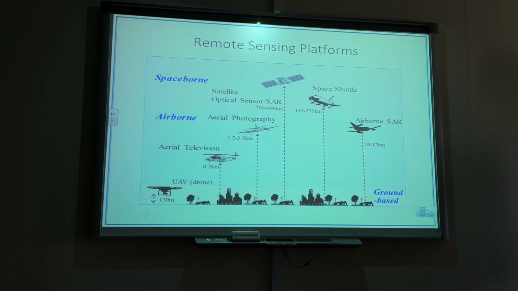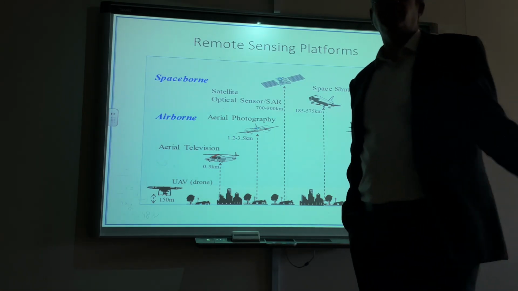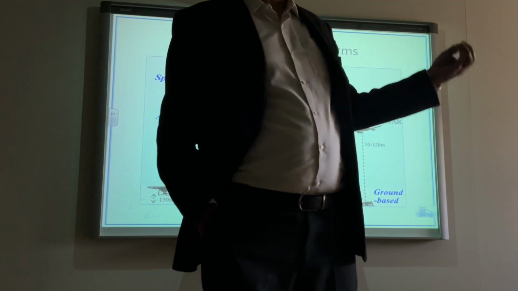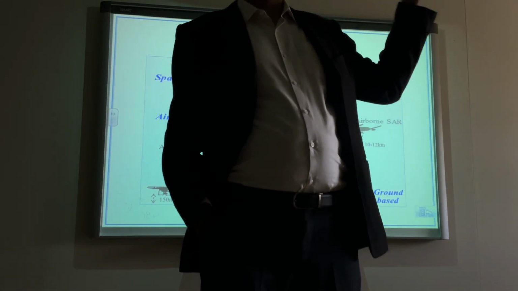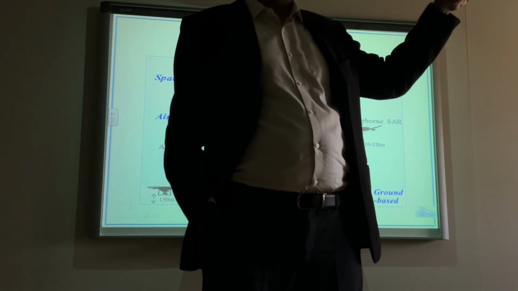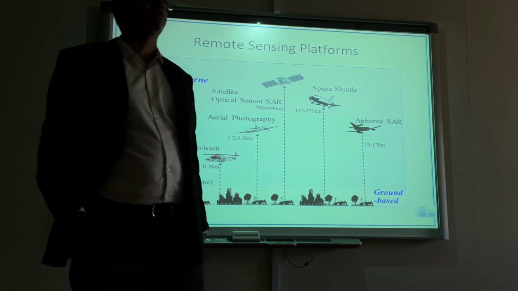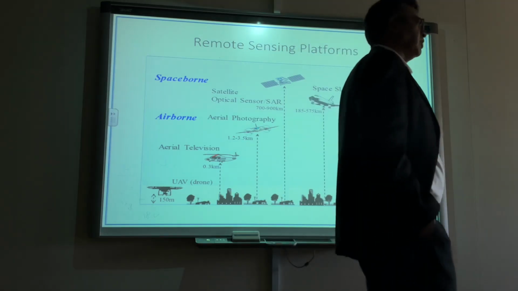Also, there are some advantages. For example, if you have a ground-based sensor, it is very close to the ground. So, whether there is strong wind, whether it is raining, whether there is a dust storm, ghubar, it will not affect the quality because the sensor is very close to the object which you want to image.